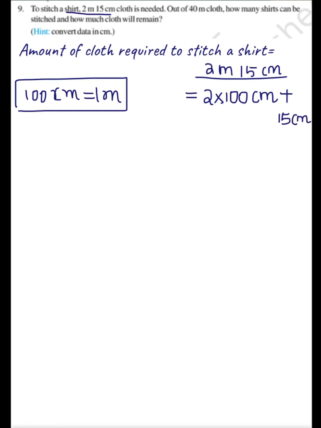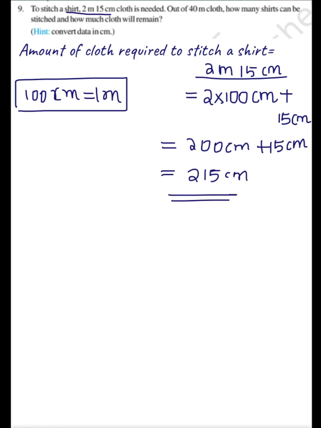2 meter is converted as 2 into 100. What is 2 into 100? That is 200 centimeter. So 200 centimeter plus 15 centimeter. What is that? 215 centimeter. Okay, so the amount of cloth required to stitch a shirt is equal to how much? 215 centimeter. Understand? That is the first information given in the question.